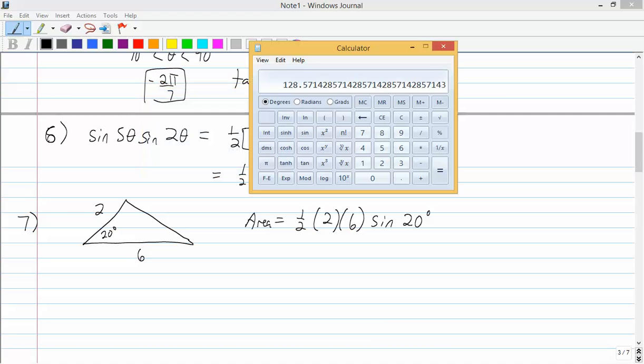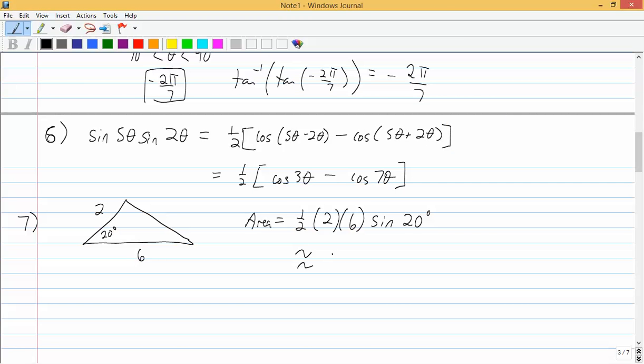Alright, we'll do that in the calculator. That's 12 times 1/2, so 6 times 20 sine equals. Alright, so 2.05 square units if you rounded. Alright, number 8.